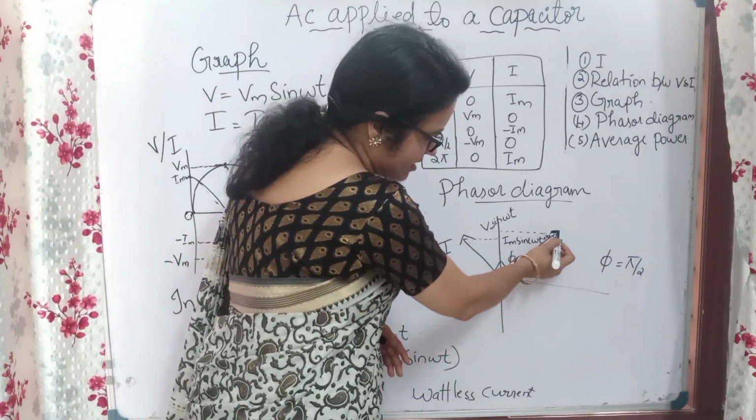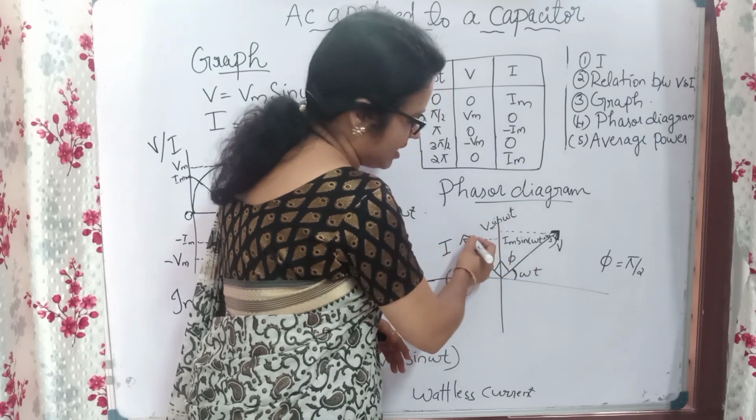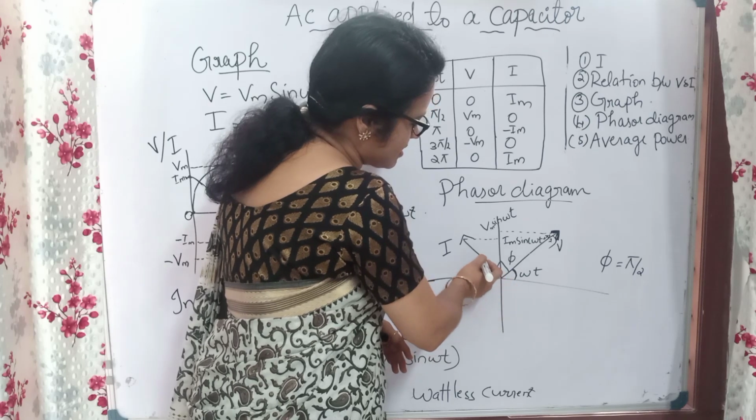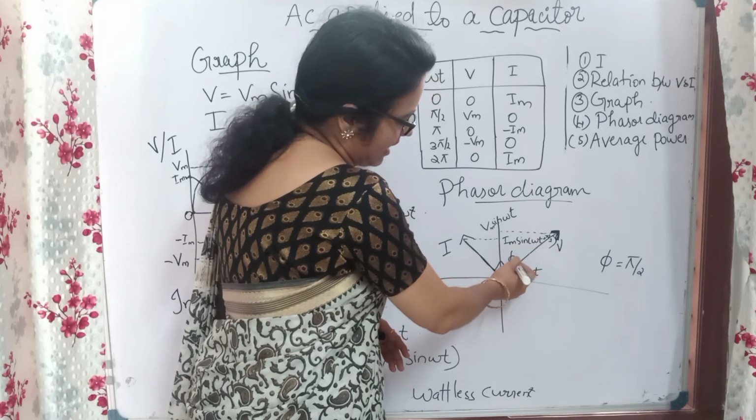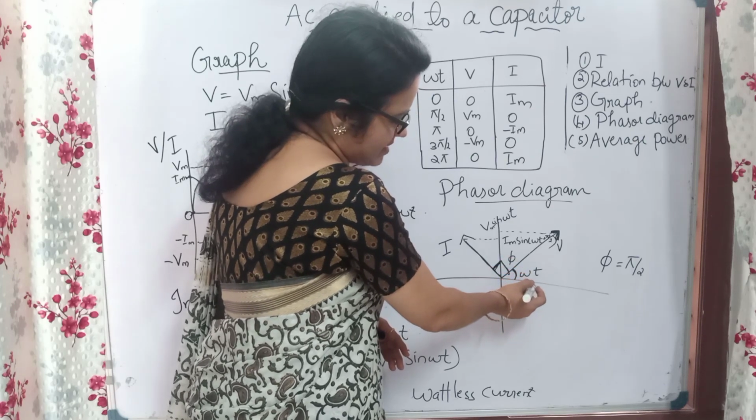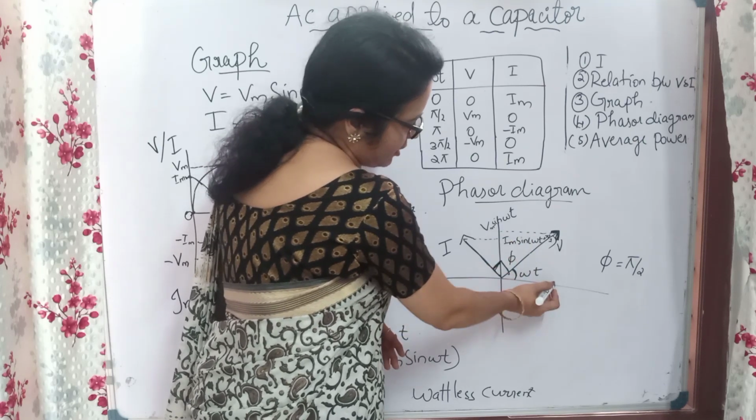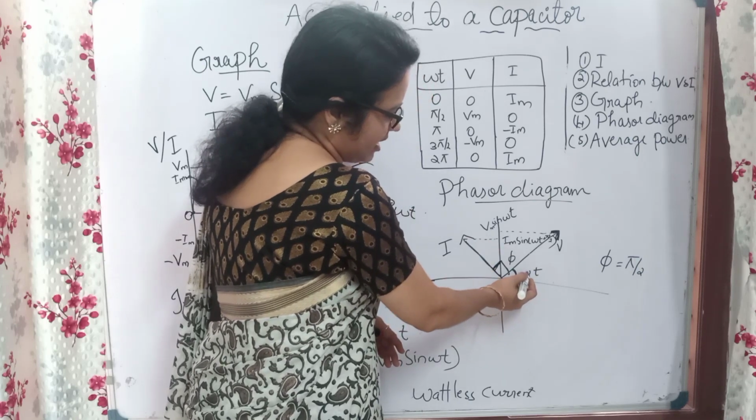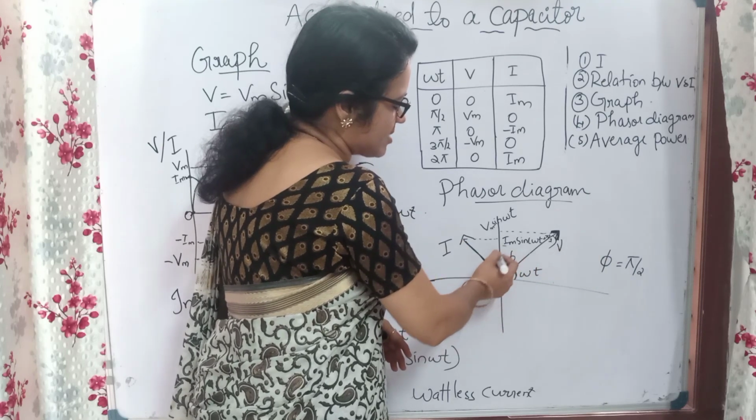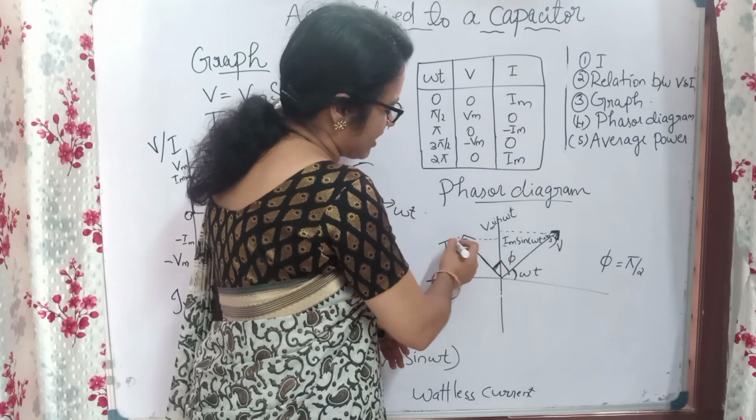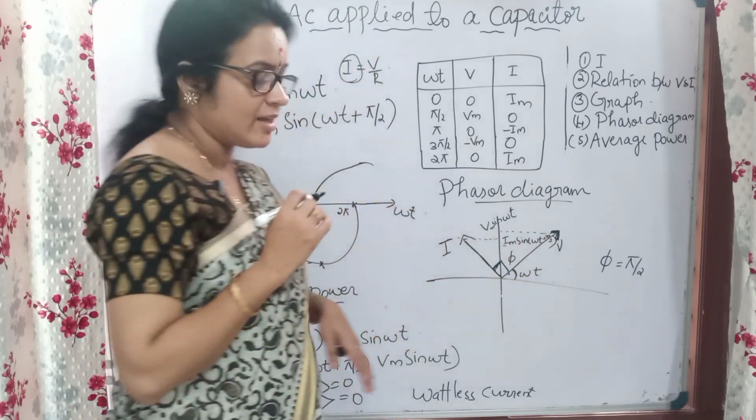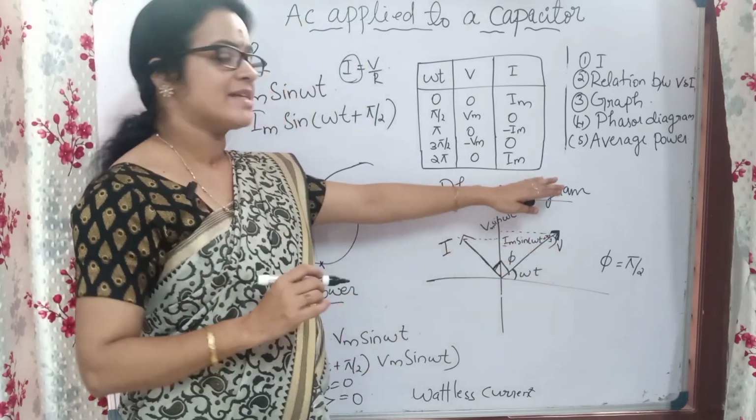So here, after reaching this omega t, we have to take 90 degrees again, that means pi by 2. So here when we take this, it has moved pi by 2. So the angle in between is 90 degrees. That means the total angle from this to this is omega t plus phi, where phi is pi by 2. So omega t plus pi by 2 is this. So here we can write the current I equal to Im sin(omega t plus pi by 2). Clear? So in this way we have to draw the phasor diagram.